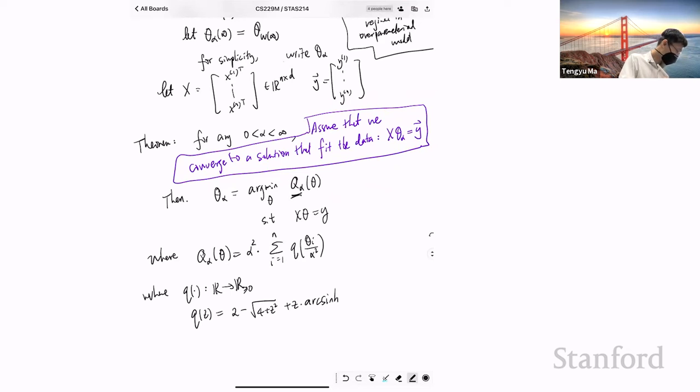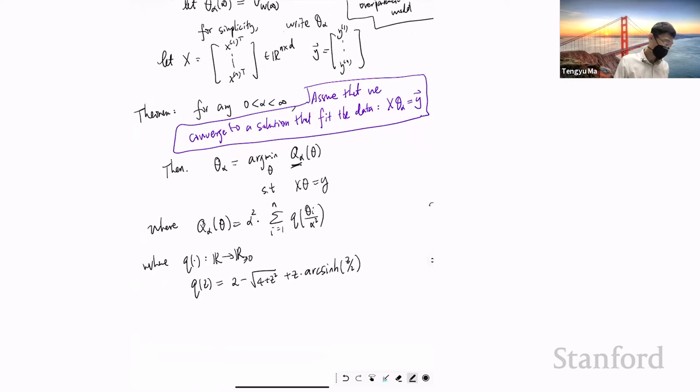So this arcsinh, I guess it's pronounced as sinch, right? In the US, or shine in the UK, I think. I don't know why. Anyway, it's the inverse hyperbolic sine. Okay. So all right.